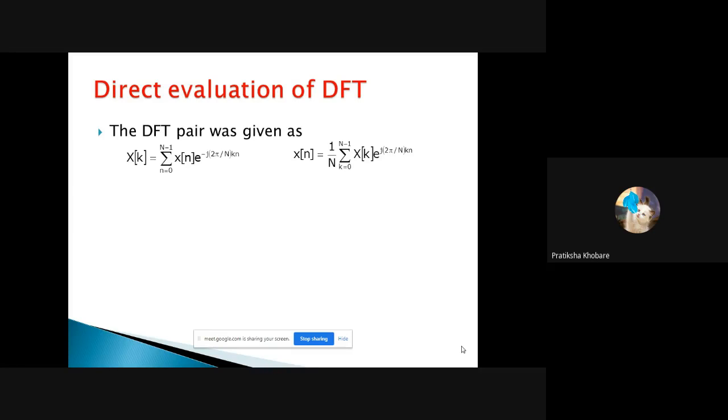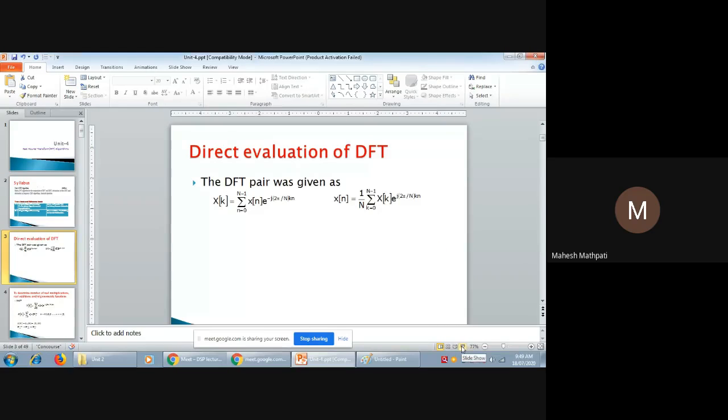Now, we all know the definition of DFT. Yes or no? Please write down that. We know the definition of DFT. Our DFT pair was given as X of k equals summation n equals 0 to N minus 1, x of n e power minus j 2 pi by N kn.